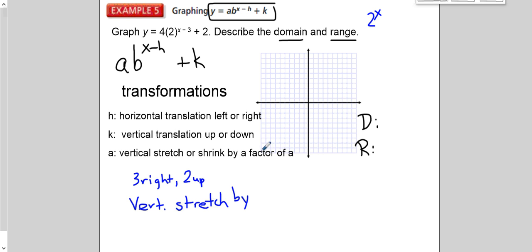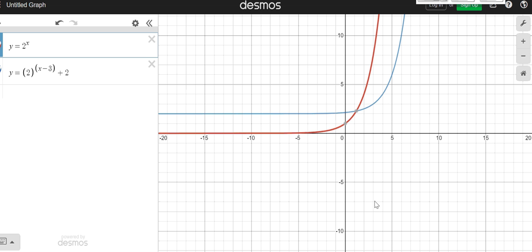So what we're going to do is see what that graph looks like on Desmos. Desmos, very helpful. Okay, I want to compare the 2 graphs without the 4 there at first. So I said it was going to go 3 to the right and 2 up. So if we take this graph of y equals 2 to the x, and we take this dot and we go 3 to the right, 1, 2, 3, and 2 units up, 1, 2. We get to this point right here, and that's a point on this new graph.